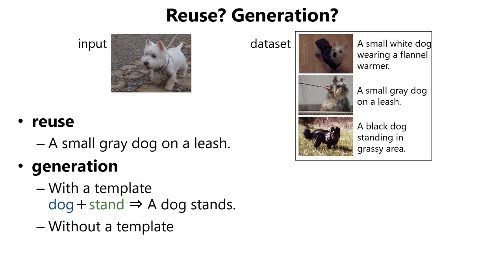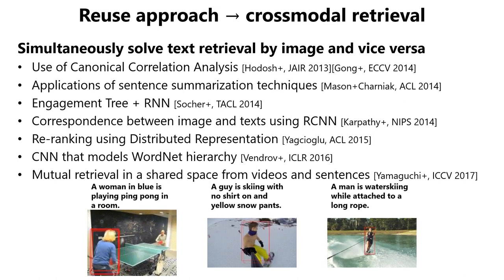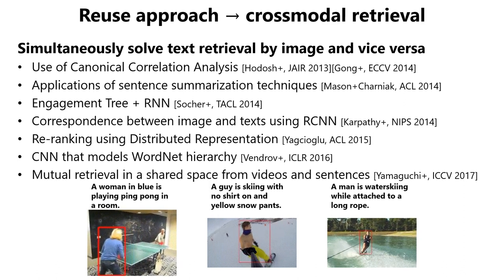If you use a template, you will have to generate templates that are diverse enough to cover a wide variety of inputs, or you will not be able to generate captions correctly. So, we would like to generate captions that do not rely on templates, but it was initially thought to be a very difficult problem how to generate captions that are fluent and that match all the contents of the input image. By the way, this approach of caption reuse is also widely studied as cross-modal research.